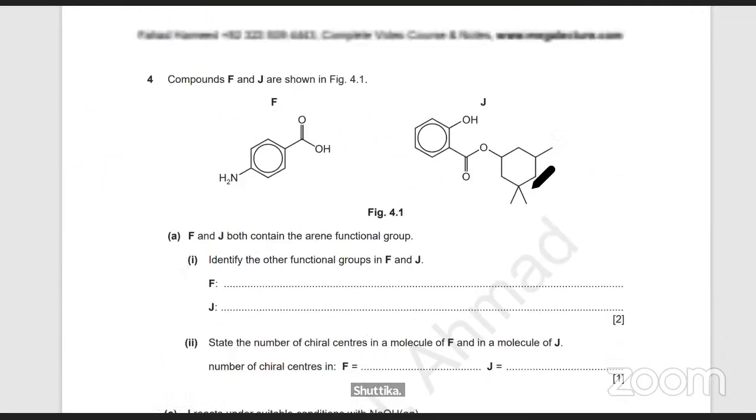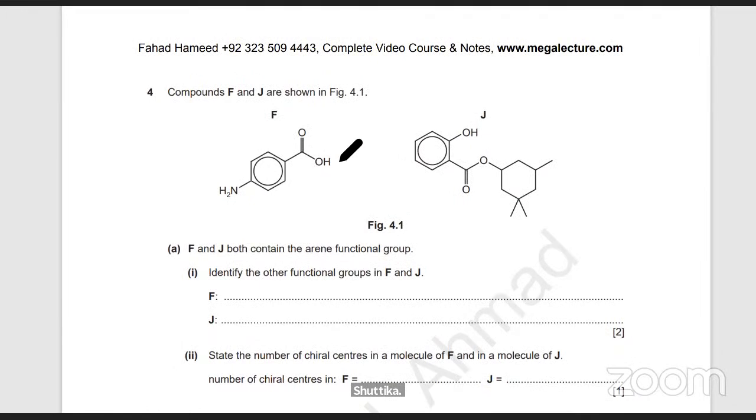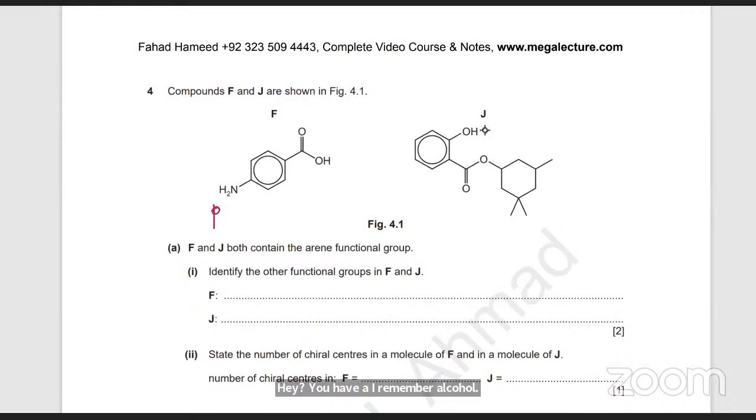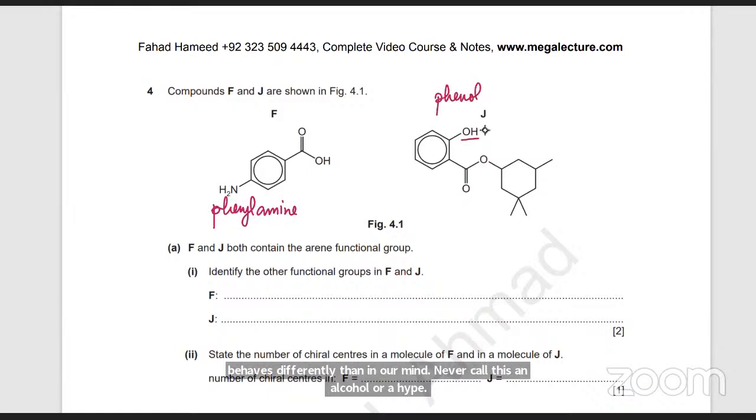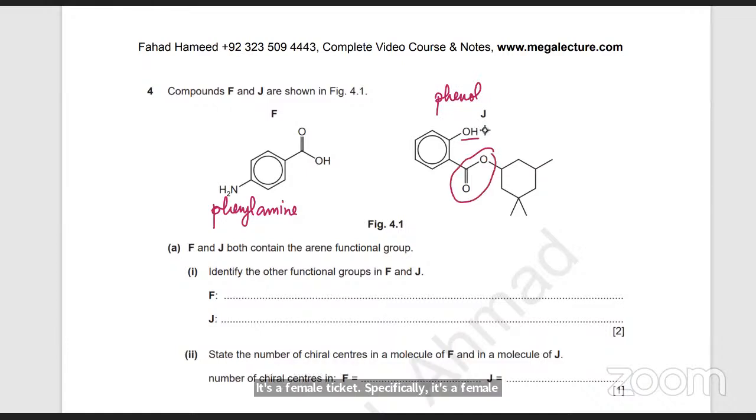So next one, identify the functional groups F and J. So what is F? F is a carboxylic acid and a phenylamine. Here you have a phenol. So remember, this is not an amine, this is always called a phenylamine. It behaves differently than an amine, and never call this an alcohol, it's a phenol, and this is an ester of a carboxylic acid.